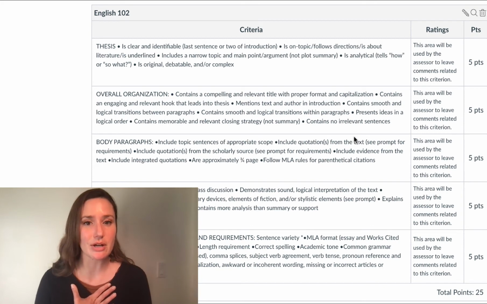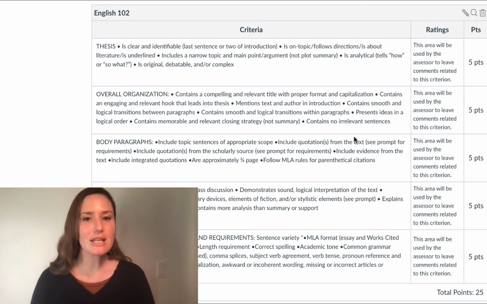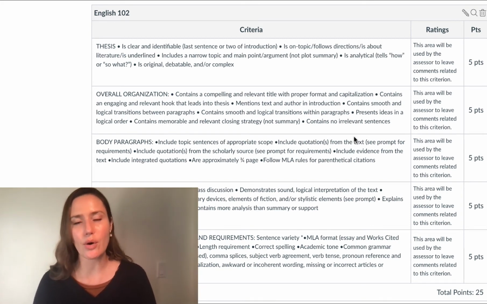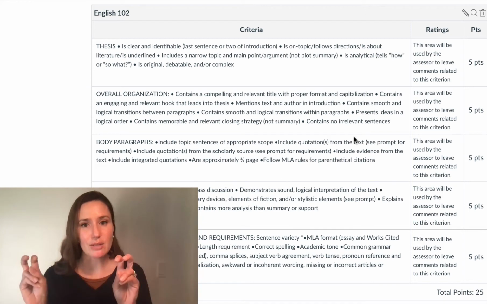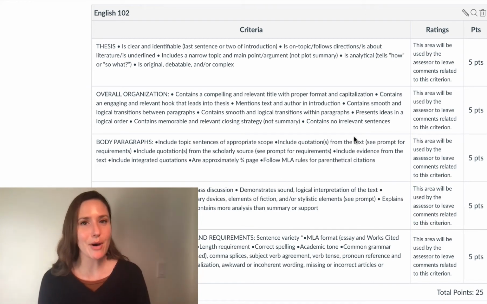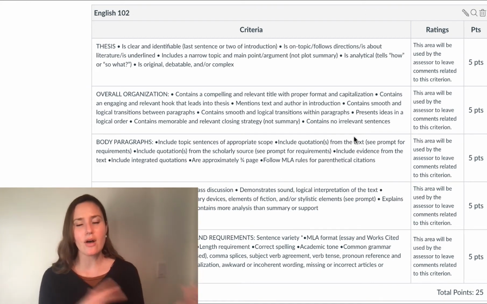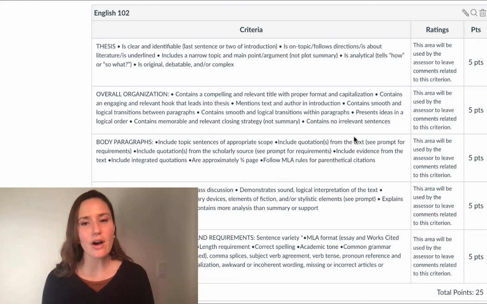Speaking about personal experience. You need to mention the text and the author in the introduction, of course. If you're writing about "A Rose for Emily," you would need to say William Faulkner, and you would need to say "A Rose for Emily" in quotation marks. The titles of short works like poems and short stories go in quotes, as you know. The titles of long works like plays or novels, Frankenstein, go in italics.